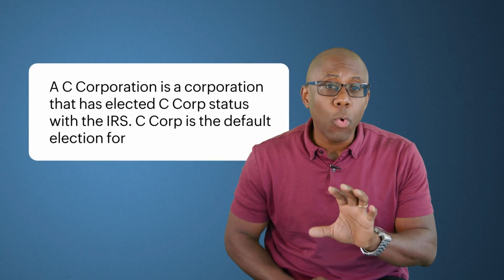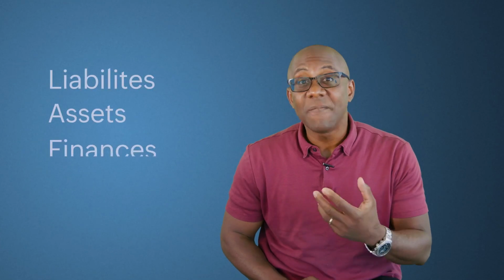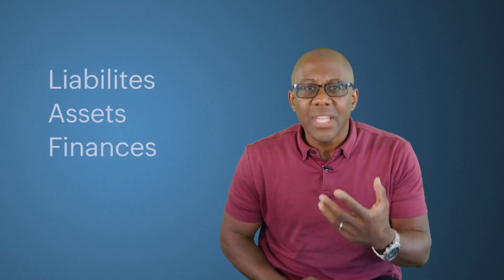What is a C corporation? A C corp is a business entity that is formed by filing formation documents with the state, like other entity types. Just like other entity types, a C corp is a separate entity from its owners. This means the liabilities, assets, finances, etc. are different from the individuals that own the company.